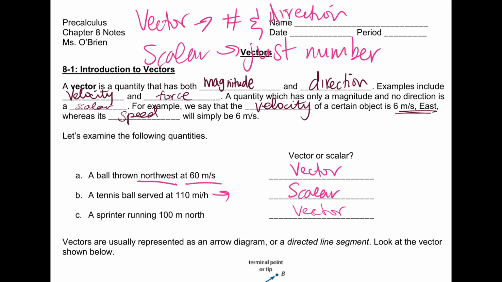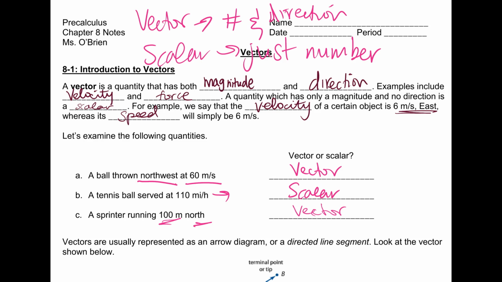Vectors have a number and direction, where scalar is just the number. So A was a vector because it was given direction and number. B was just a scalar because it didn't say whether it was going towards the crowd or the opponent. It didn't give a direction. C is a vector because you have a number, 100 meters, and a direction, north.